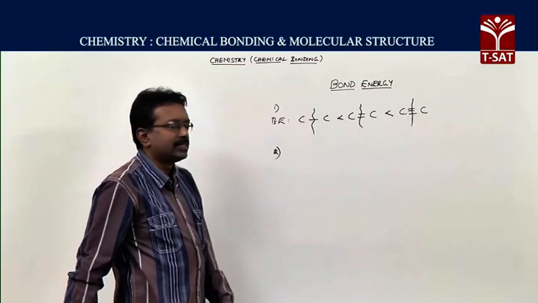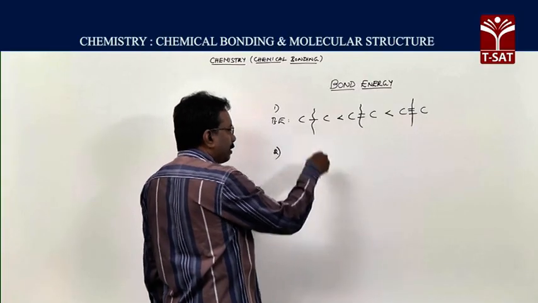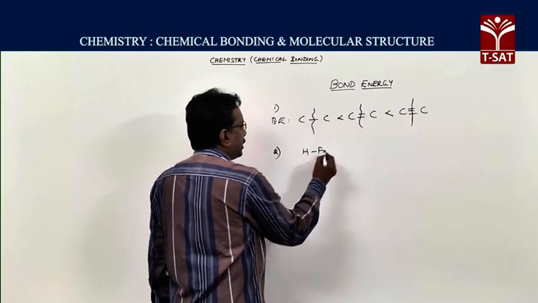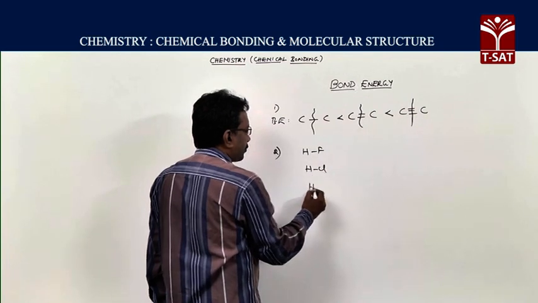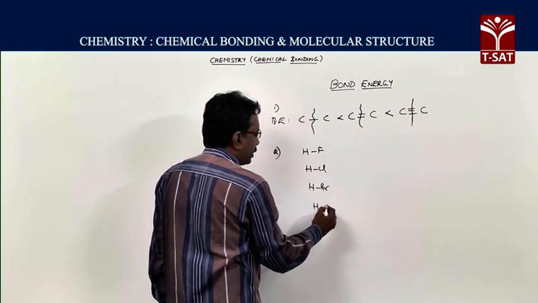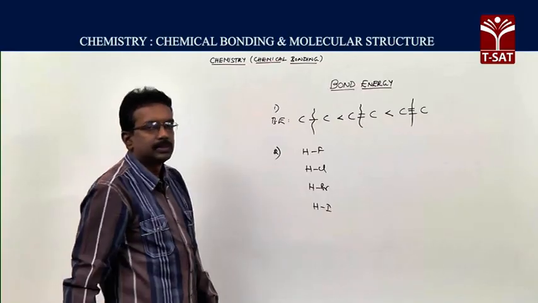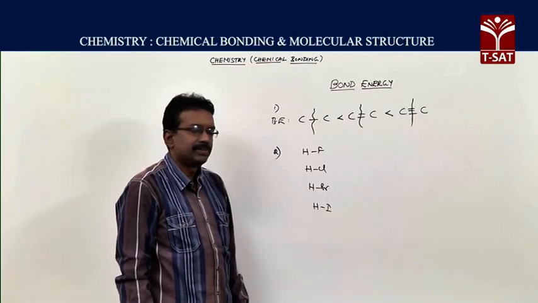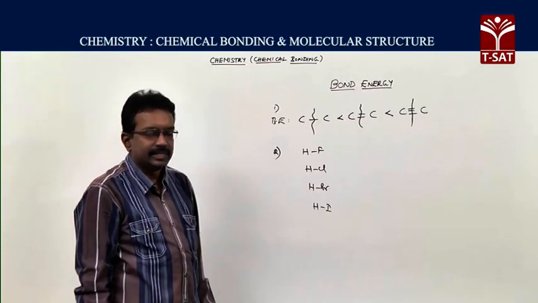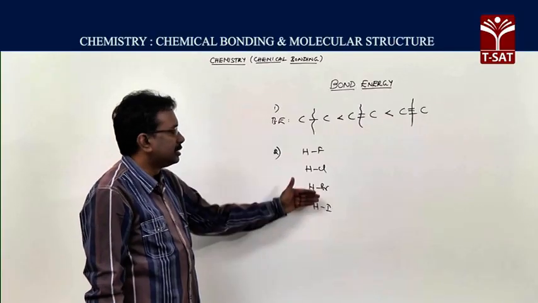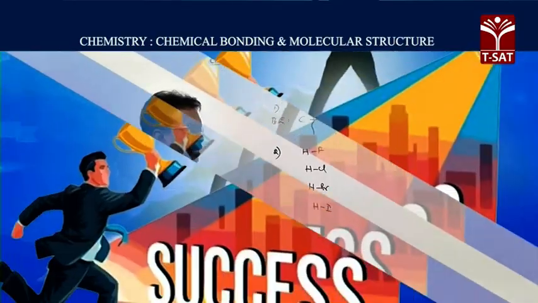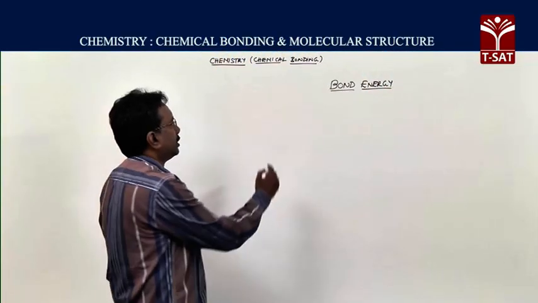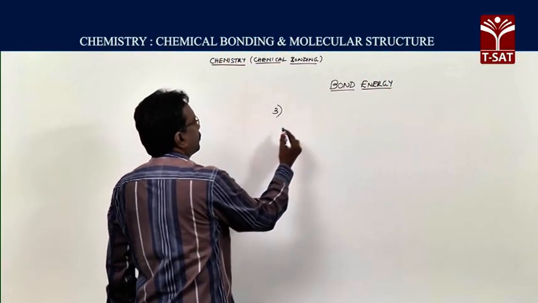And the second point is, in a group of similar compounds HF, HCl, HBr, HI, down the group as bond length increases, definitely the bond energy decreases. That means, from HF to HI, the bond dissociation energies decrease. Now, let us move to one more point related to bond energy.